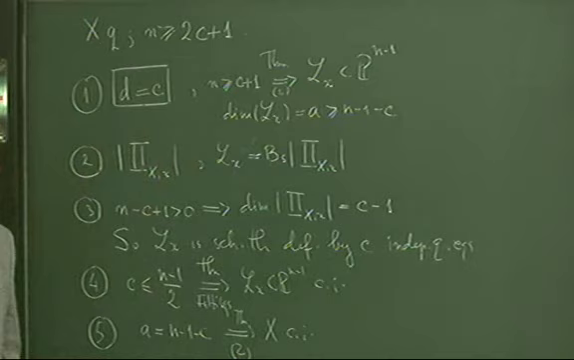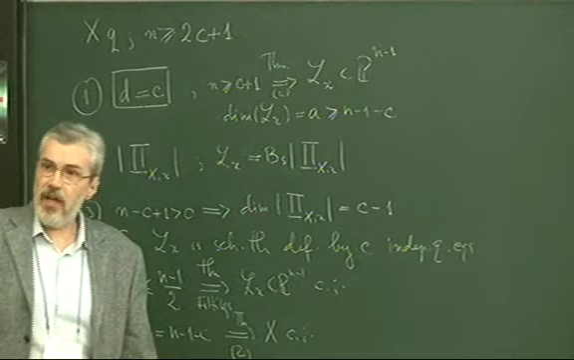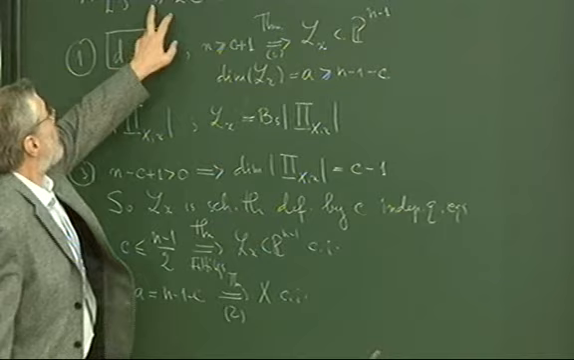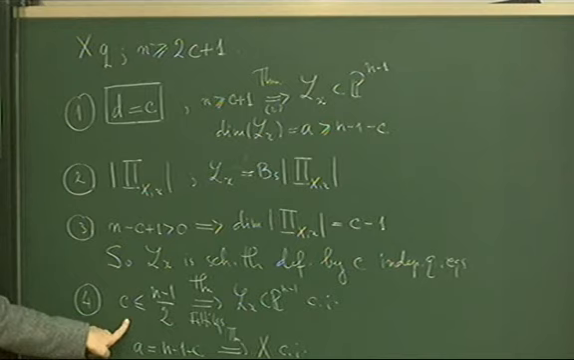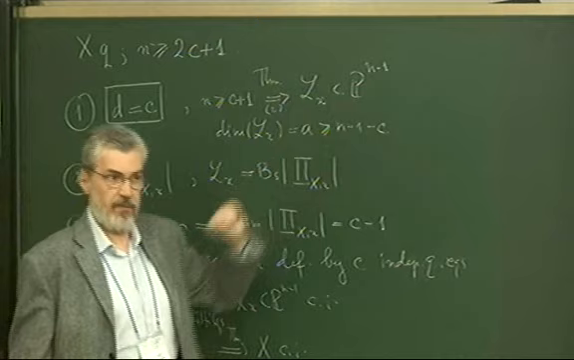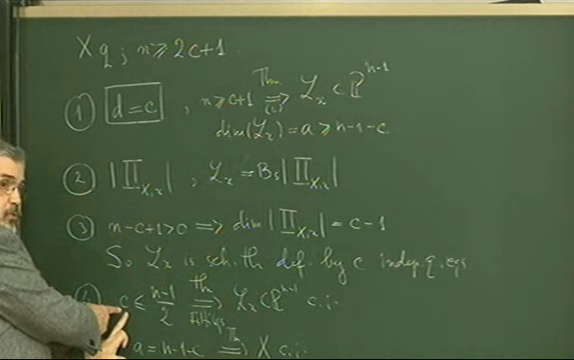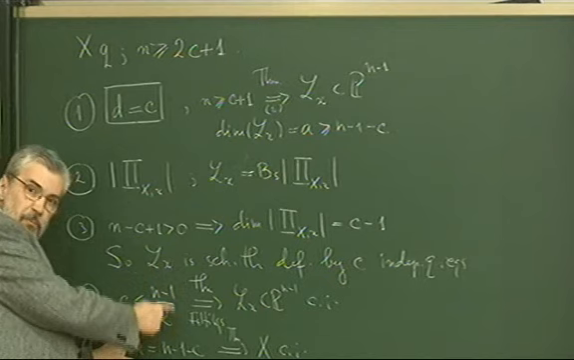Okay. Now we have to do something very intelligent and crucial. Namely, we have this inequality, right? Let's write it this way. This is D. You see, once you've done that, you can say that your L_X inside P^(n-1) is scheme theoretically defined by a number of equations which is smaller or equal than half the dimension of the ambient space.